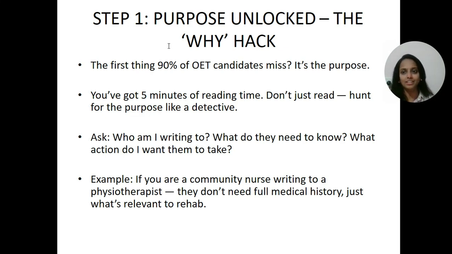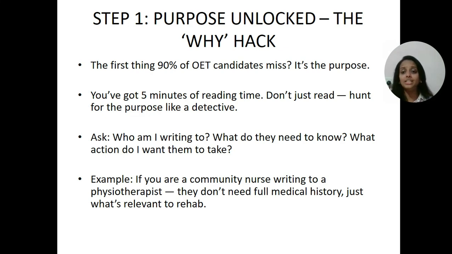Let's do this together. The first thing 90% of OET candidates miss. Do you know what that is? It's the purpose. You've got 5 minutes of reading time, so don't just read. Hunt for the purpose like a detective. You have to ask yourself, who am I writing to? What do they need to know? What action do I want them to take after reading my letter?